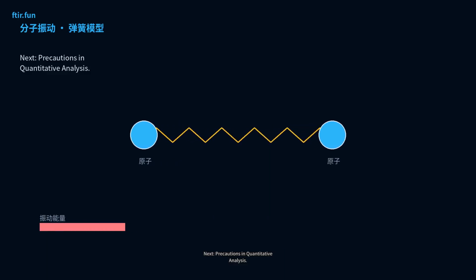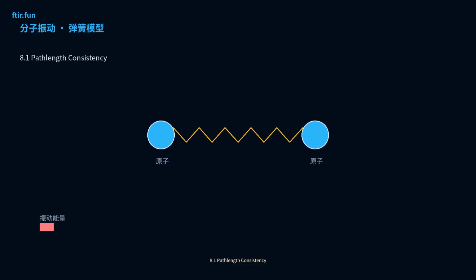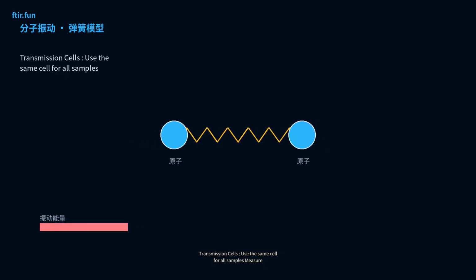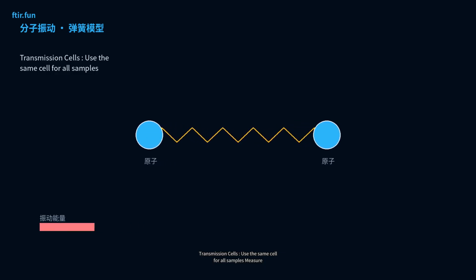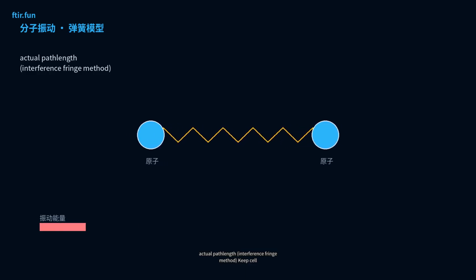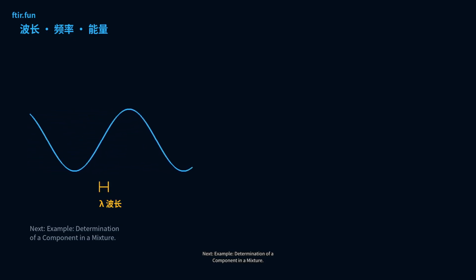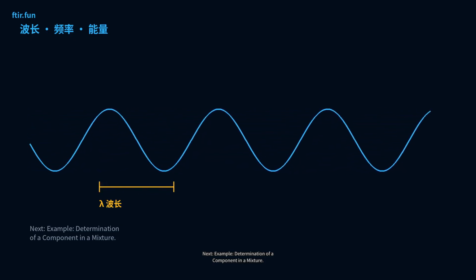Next, precautions in quantitative analysis. 8.1 Path length consistency. For transmission cells, use the same cell for all samples measured. Actual path length is determined by the interference fringe method. Keep cell windows clean. Next, IX. Determination of a component in a mixture.